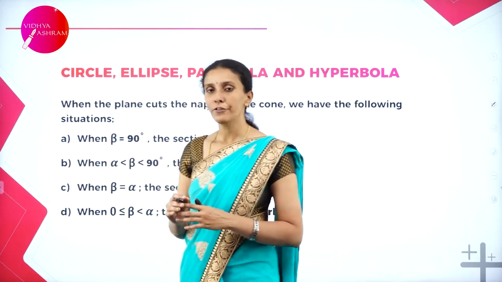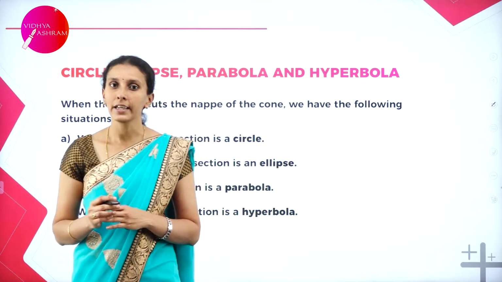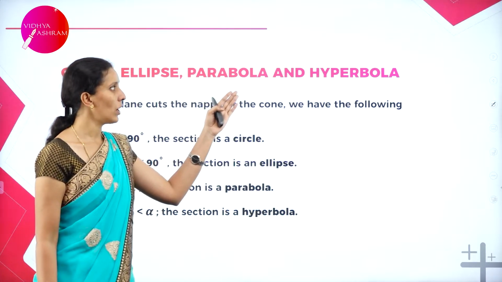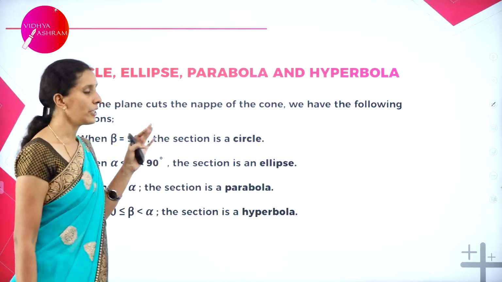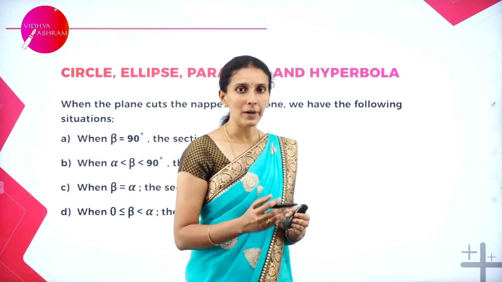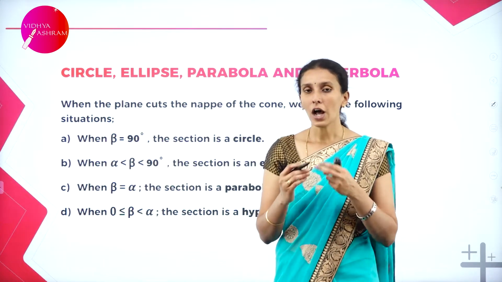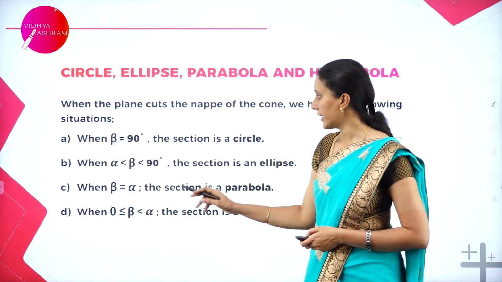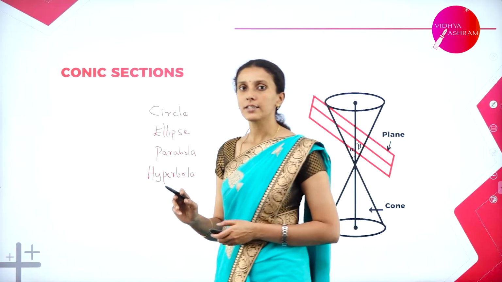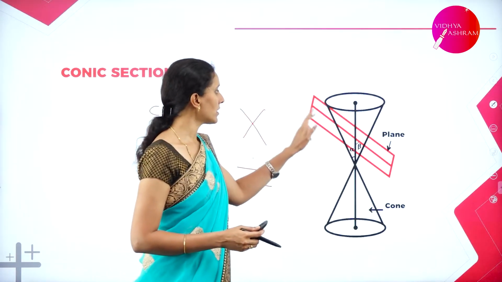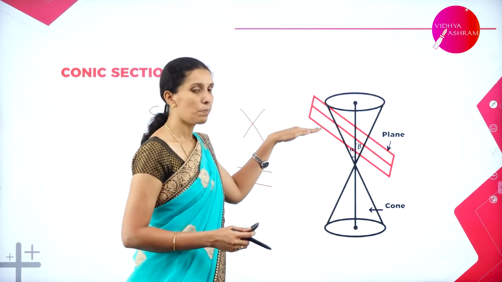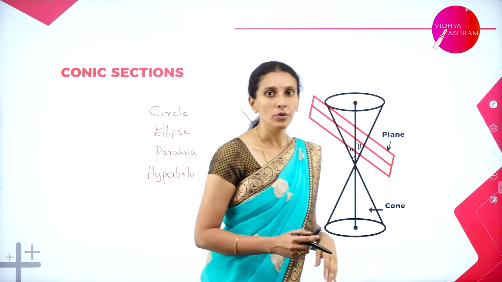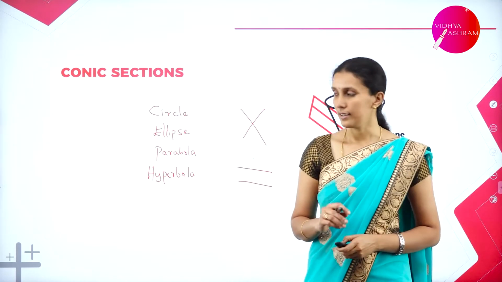So here are the four types of curves which you are studying in your syllabus: circle, ellipse, parabola and hyperbola. Now, the condition of when a plane is intersecting with the cone, how you will get a circle. When angle beta is equal to 90 degrees, the section is a circle. You can clearly observe this is the plane of intersection. When this plane intersects exactly at 90 degrees towards the cone, you get a curve called circle.